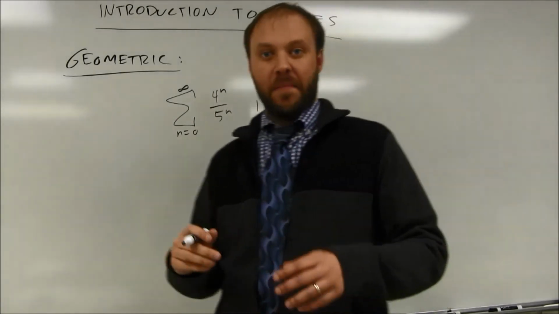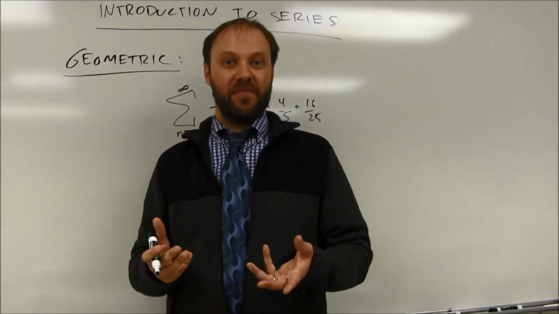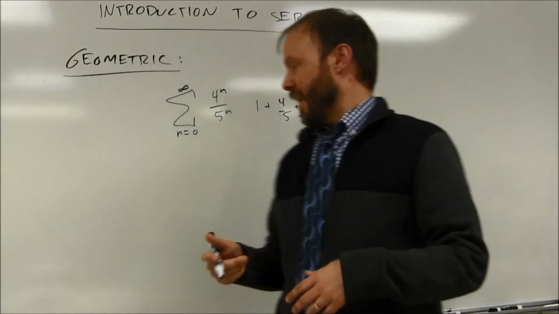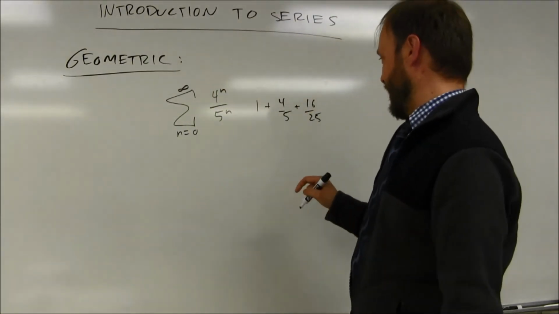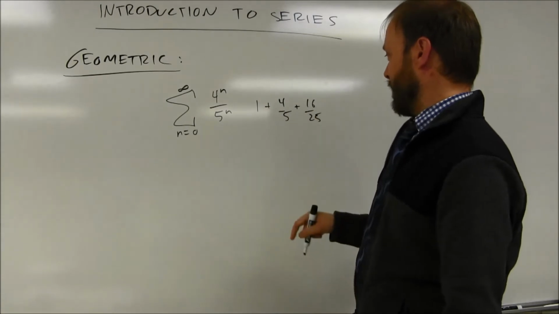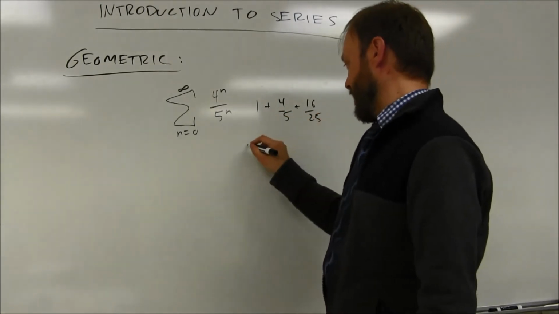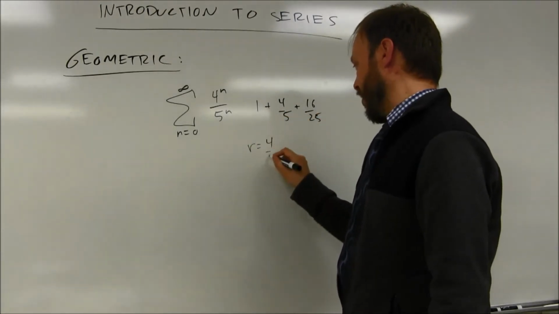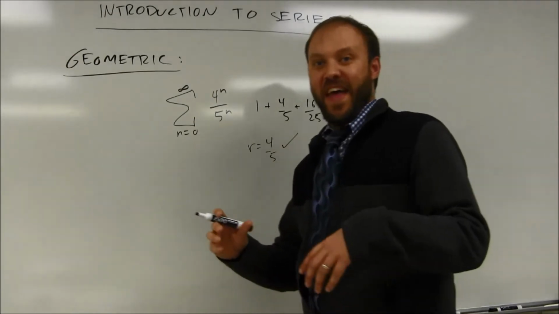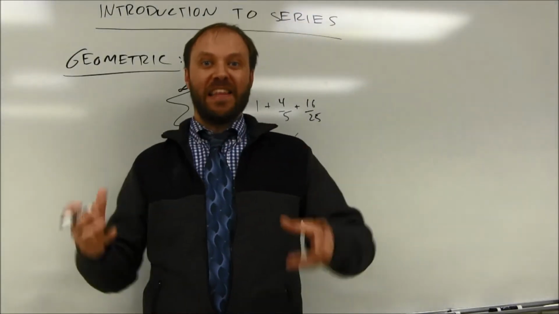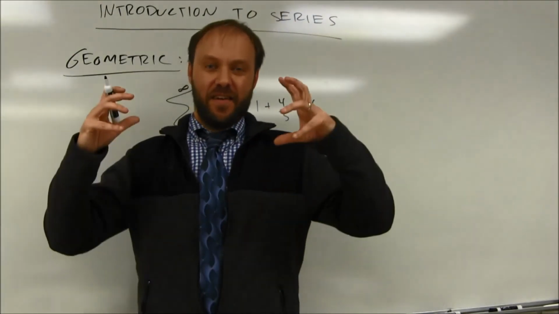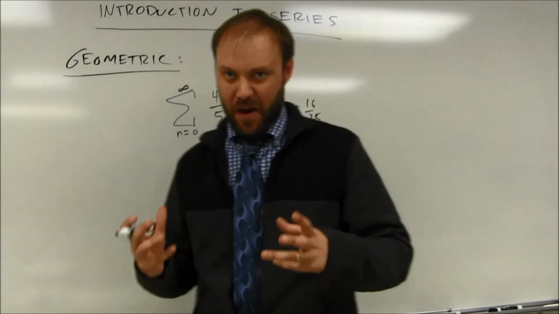And you could look to see, am I consistently multiplying by the same value? If so, what's my R value? And so on. And you can see here, the numerators are always being multiplied by 4. The denominators are always being multiplied by 5. Okay, the R value here is 4/5. That is between -1 and 1. This is a convergent geometric series, all right?